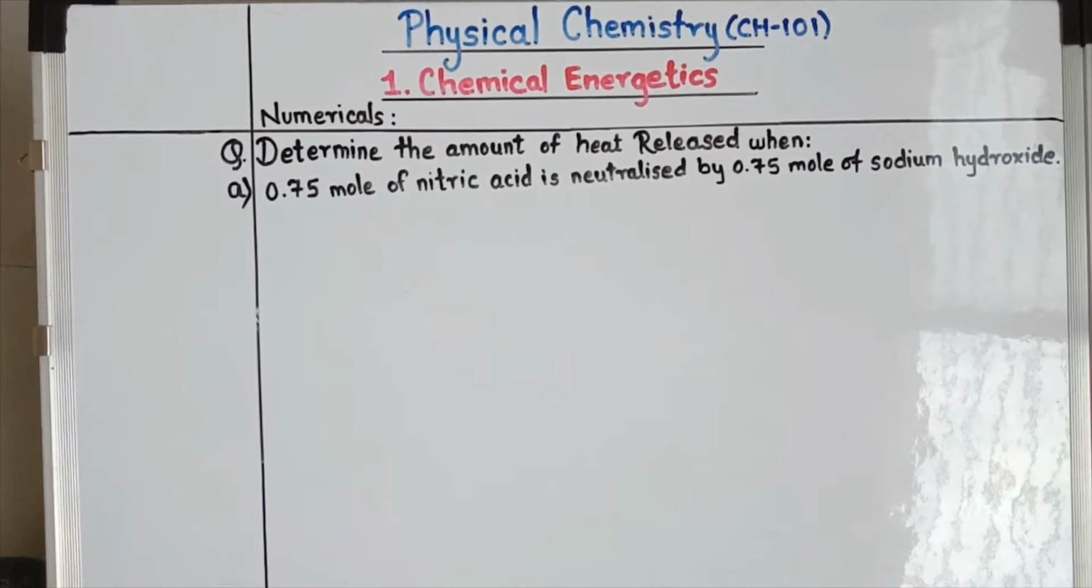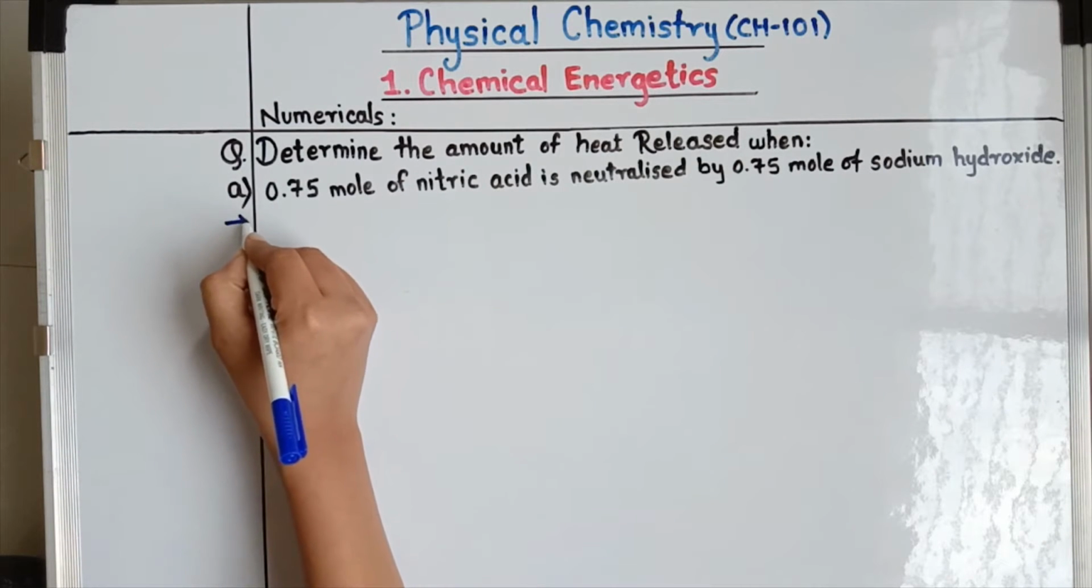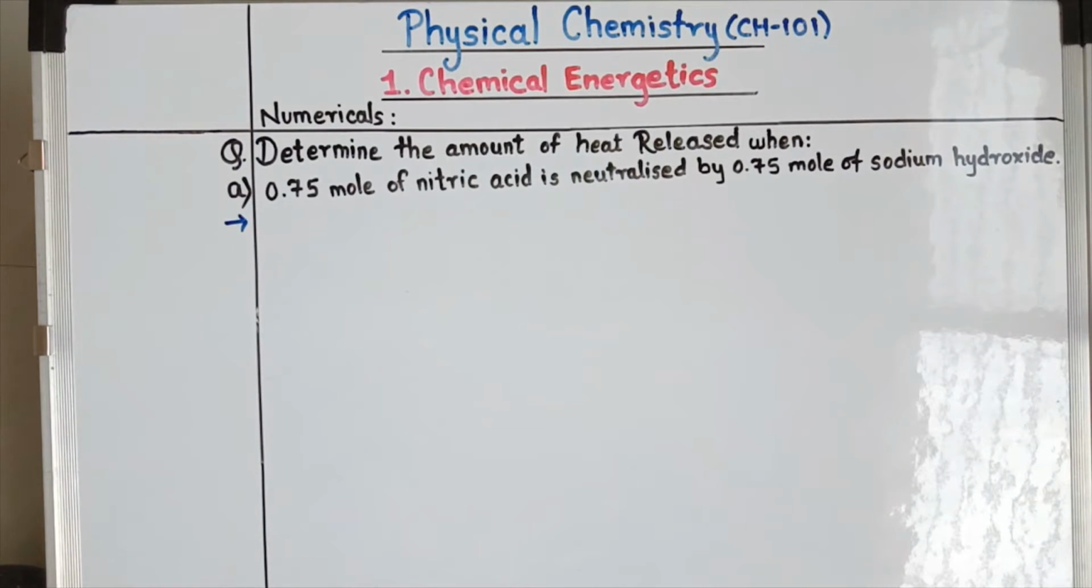Our first numerical is: determine the amount of heat released when 0.75 moles of nitric acid is neutralized by 0.75 mole of sodium hydroxide. In this given question, there are many sub-questions, so one by one we will solve them.